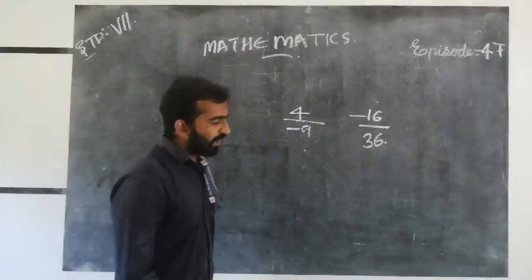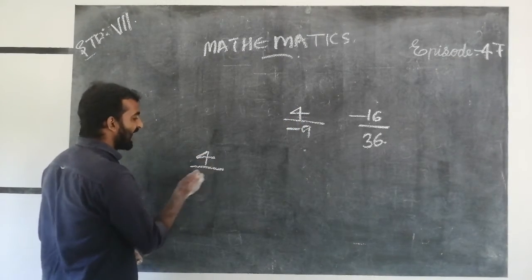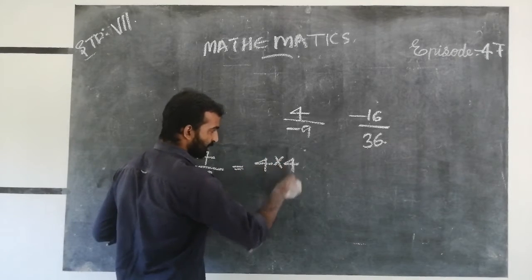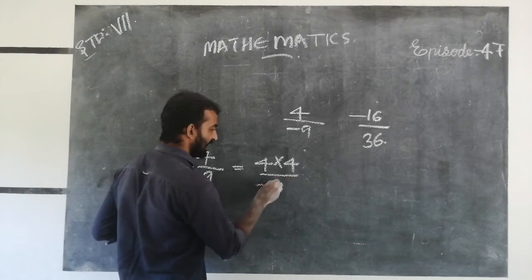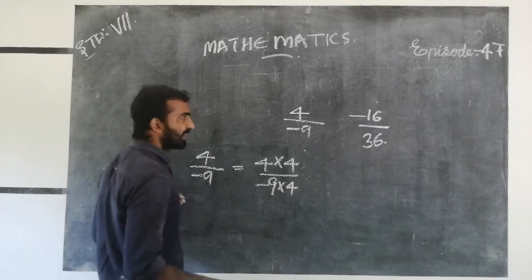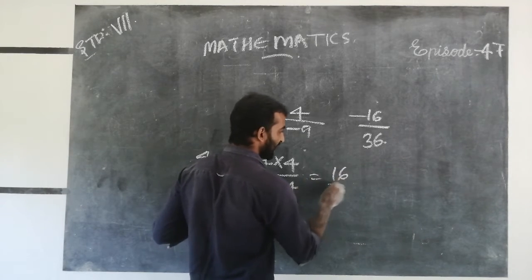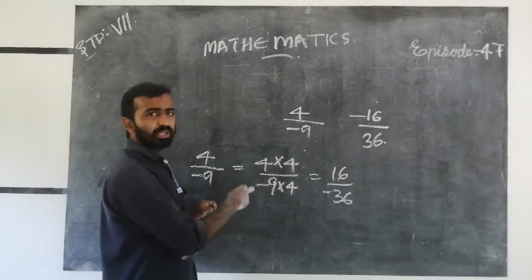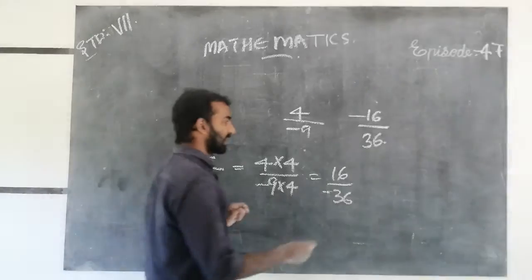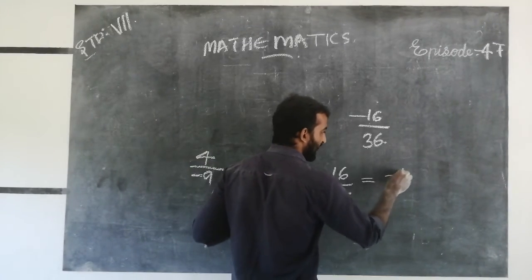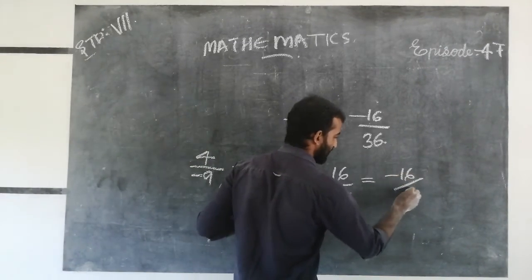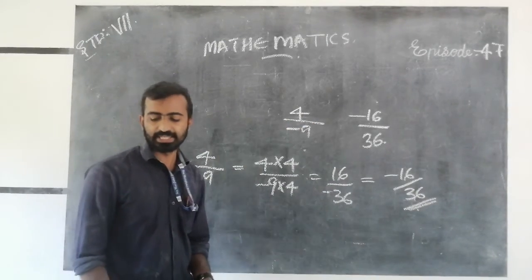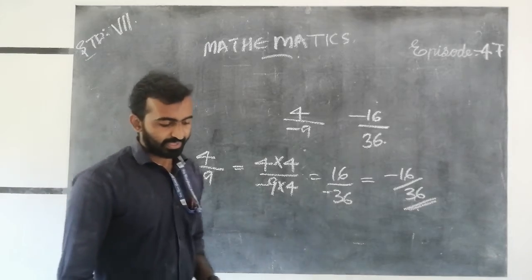Yes, because when we take 4 by negative 9, we can write it as 4 into 4 divided by negative 9 into 4. We get 16 by negative 36, because negative 9 into 4 is negative 36. That is, we can write it as negative 16 by 36. Is it clear? Yes.